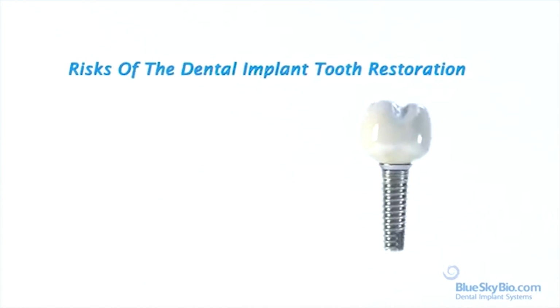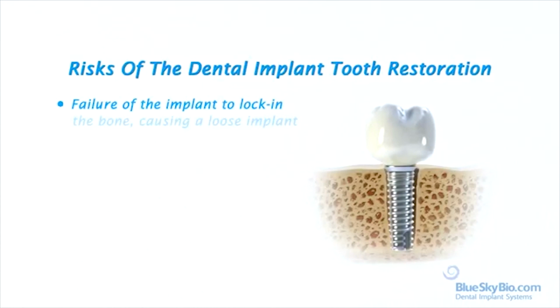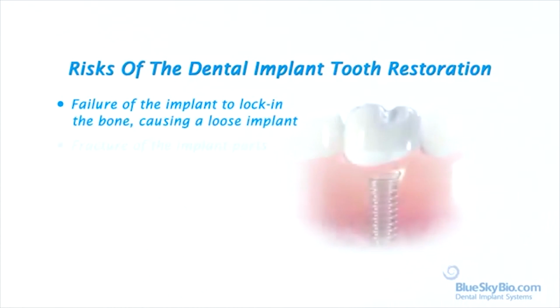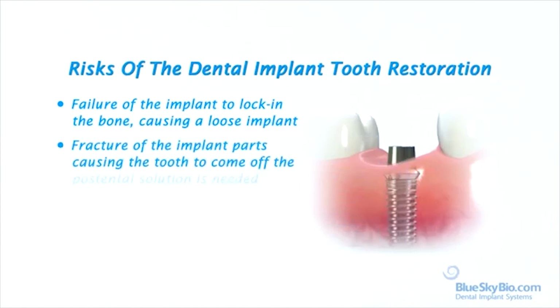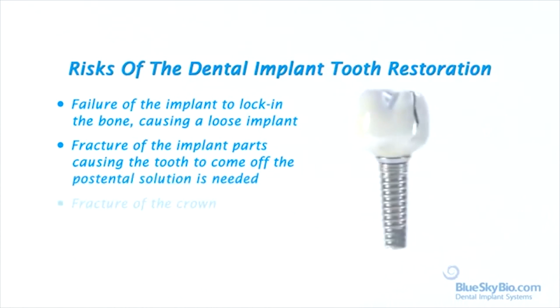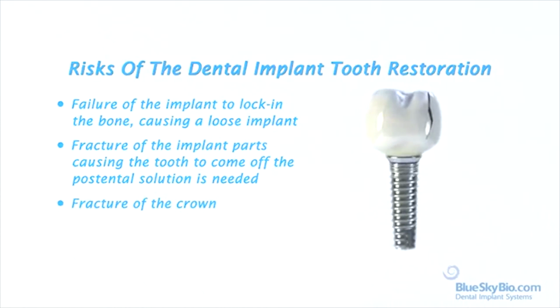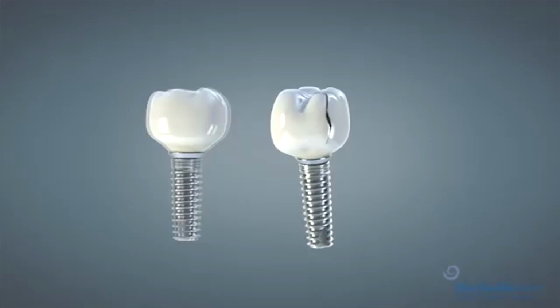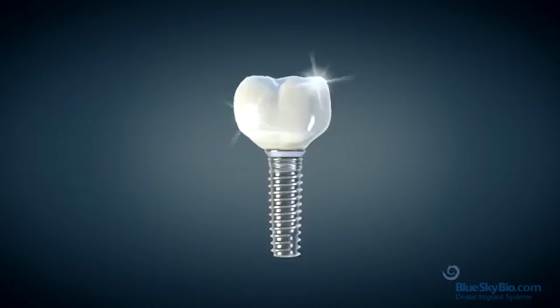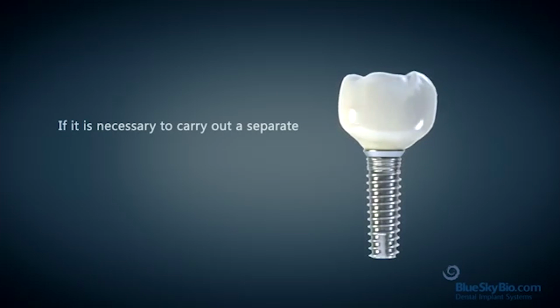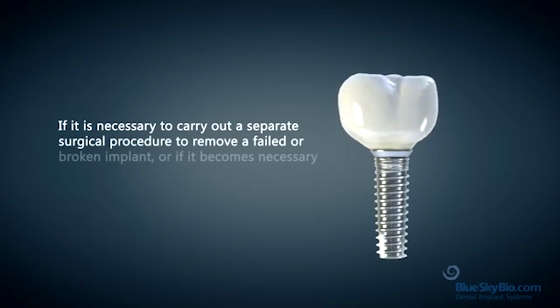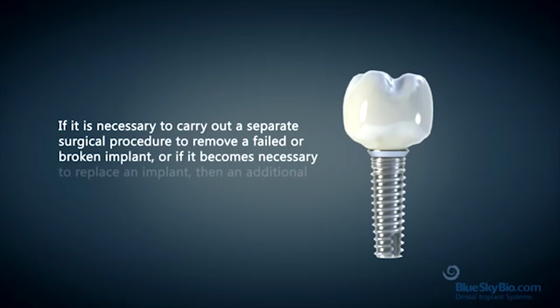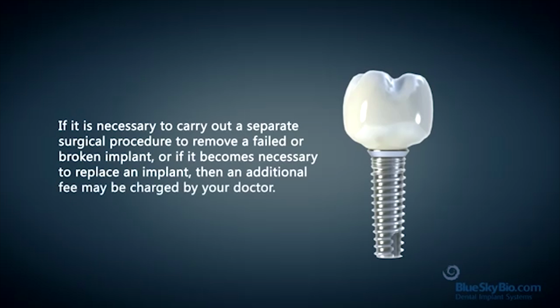Tooth restoration risks include failure of the implant to lock in the bone, causing a loose implant, fracture of the implant parts, causing the tooth to come off the post, fracture of the crown. These problems are usually solved by making new parts and new teeth. If it is necessary to carry out a separate surgical procedure to remove a failed or broken implant, or if it becomes necessary to replace an implant, then an additional fee may be charged by your doctor.